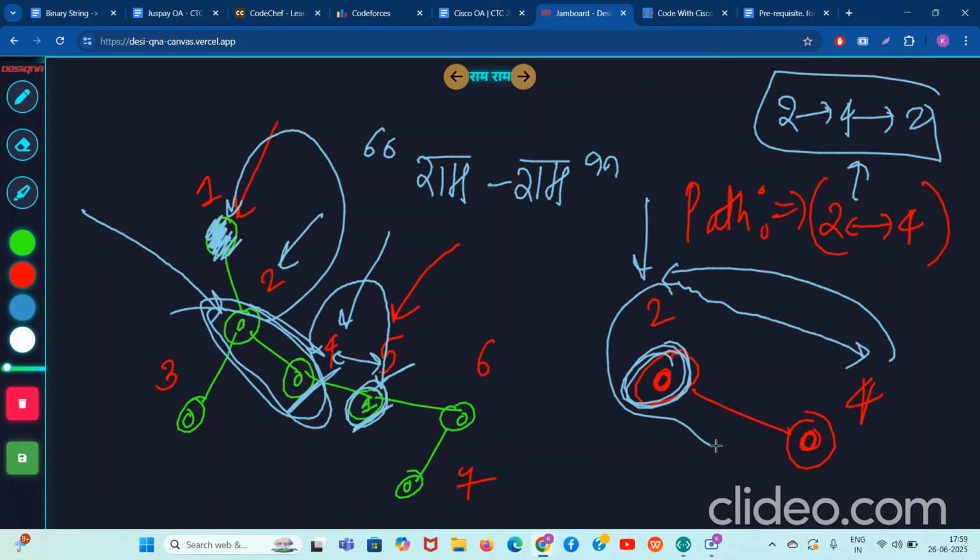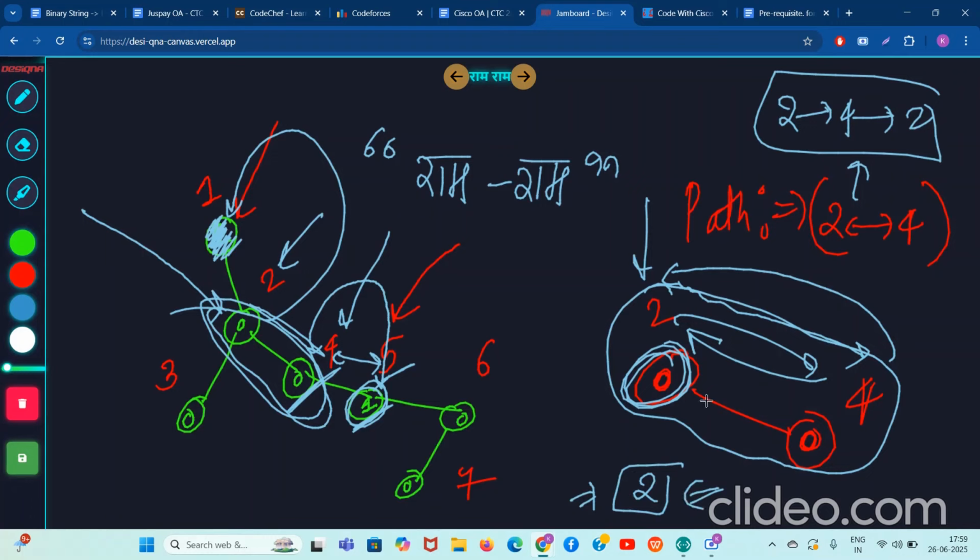So the path is nothing but 2 to 4, and you have to visit it 2 times, 2 to 4 and then again 4 to 2. So you have visited this edge 2 times, so the shortest path length is 2. Just by visiting 2 and 4, you are able to collect all the coins. Coins means you are able to touch all the nodes whose value is 1.